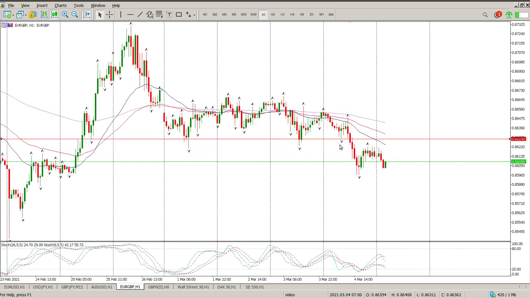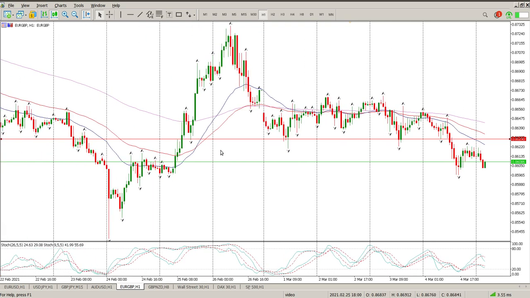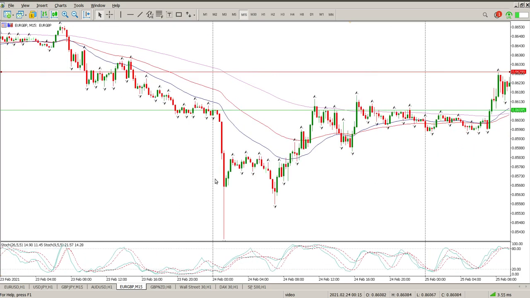Now, one thing to bear in mind, you know, I keep saying gaps always close. Look here. Can you see that little gap there? Okay, that's on the hour. And if we go down to something like the 15-minute, that's on the 25th of Feb.